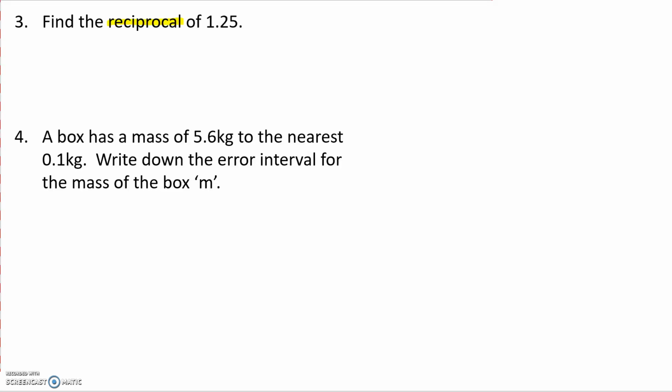Right, now as I said earlier, this is easy. This is an easy mark as long as you know what the reciprocal means. And the reciprocal just means 1 divided by whatever the number is. So we want 1 divided by 1.25. That's it. That's all we've got to do. That's what the reciprocal means. 1 over the number. 1 divided by the number.